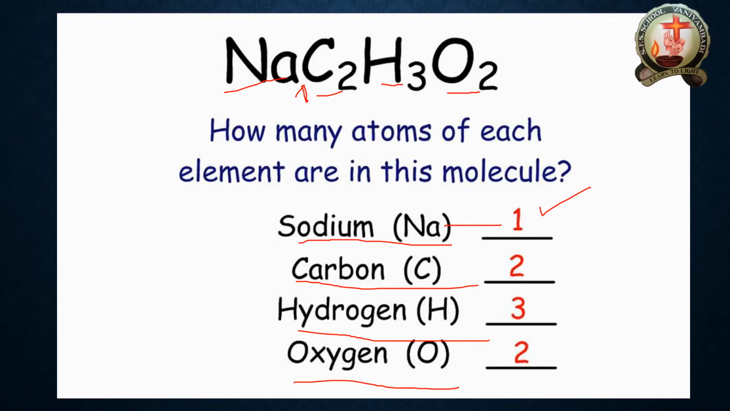Then how many carbon atoms are present in the compound? Here the subscript is mentioning 2. I write it as 2. Then how many hydrogen atoms are present in your compound? 3. Hydrogen 3. See, I have written it as 3. Then how many oxygen atoms are present in your compound? 2. Oxygen atom is 2. Totally counted: 1 plus 2, 3. 3 plus 3, 6. 6 plus 2, 8. So the atomicity of the above compound is 8. So how many atoms of each element are in these molecules? You can easily calculate in this manner.